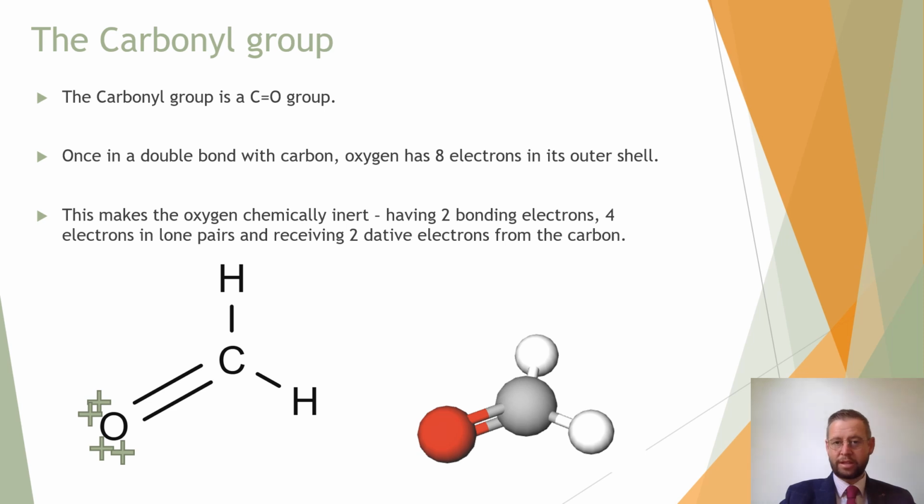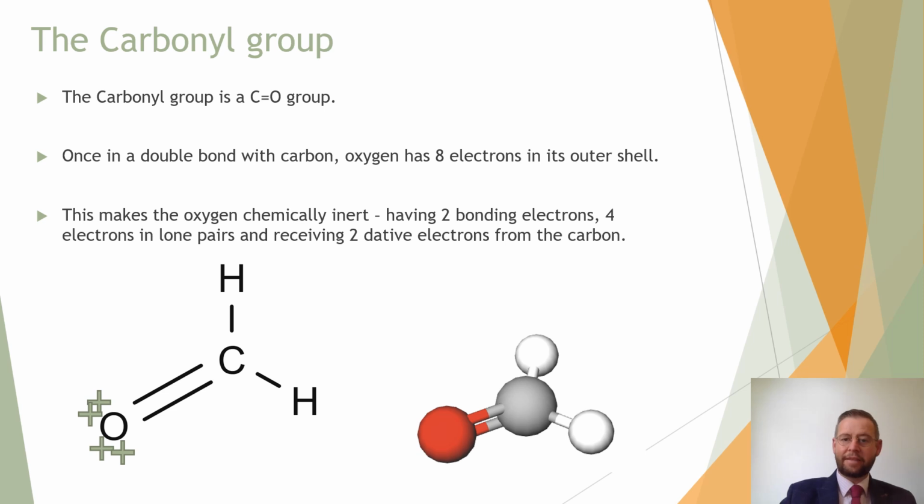So normally oxygen in group 6 would have 6, but what it's done here is it's accepted a dative pair of electrons from the carbon. And so the carbon, which has 4 bonds normally because it has 4 electrons in its outermost shell, it actually gives oxygen a pair of those electrons datively, and that creates this double bond. It means that the oxygen now has a full outer shell, having 4 electrons in lone pairs and having 2 bonding electrons and having 2 dative electrons, which creates this double bond.